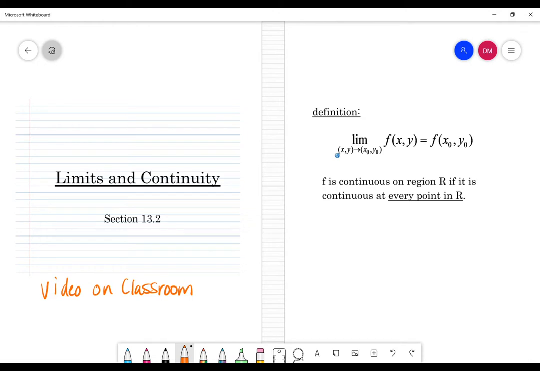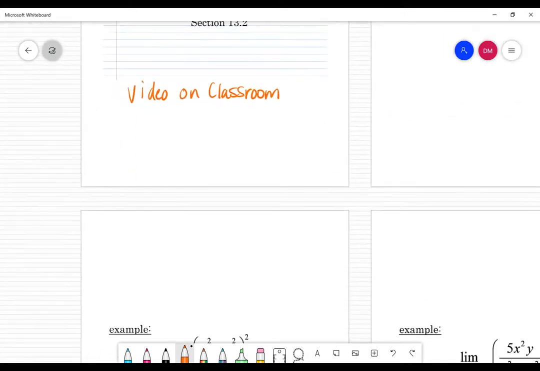We do have a definition here for how to find the limit of a multivariable function. So we're evaluating the limit as both x and y go to some values, x0, y0, there. And so if f is continuous on a region, it will be continuous at every point in that region R. And so this is the same definition that we've always used for limits and continuity. We just are looking at some examples in this video of how to evaluate that on a multivariable function.